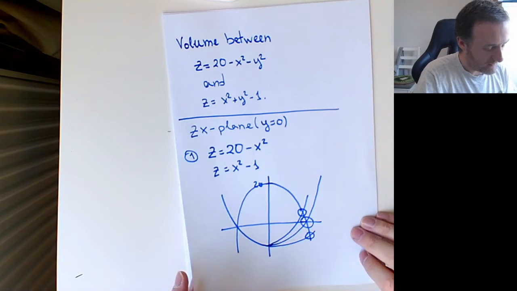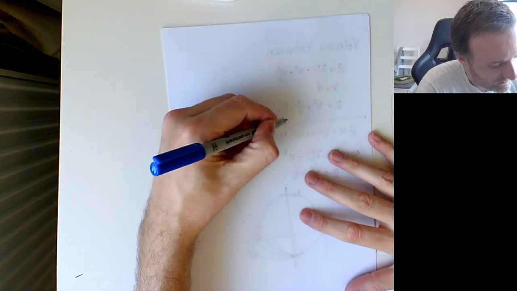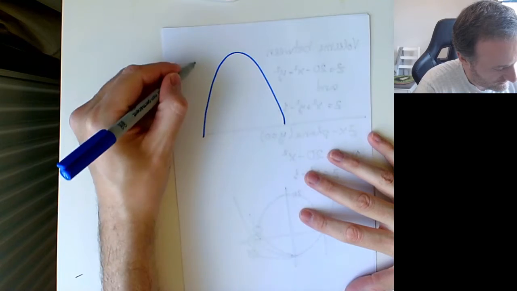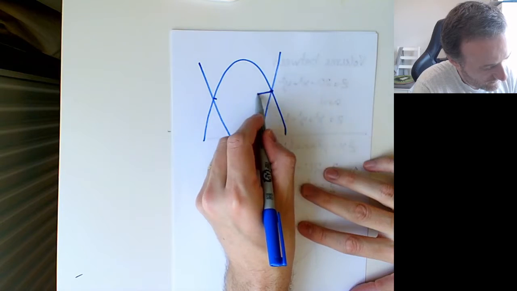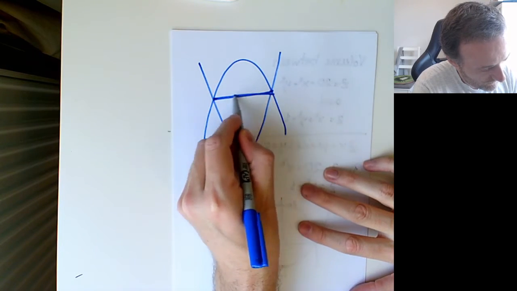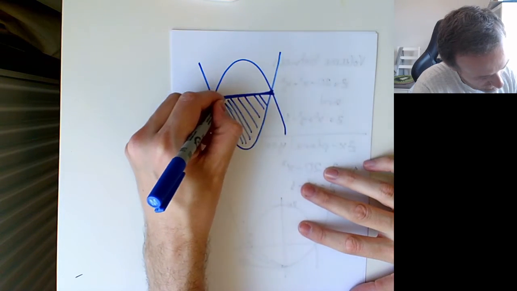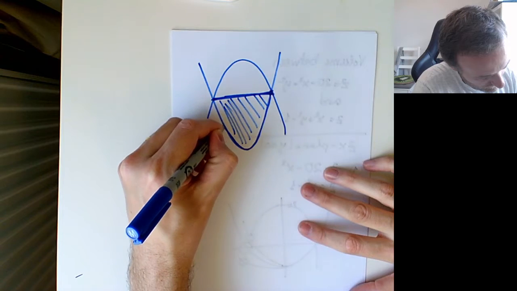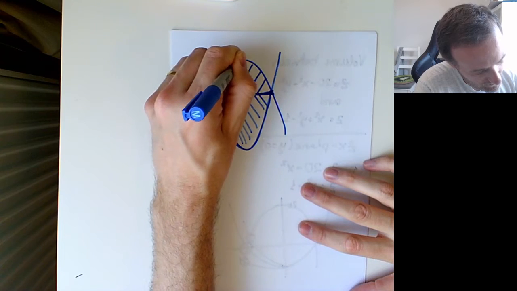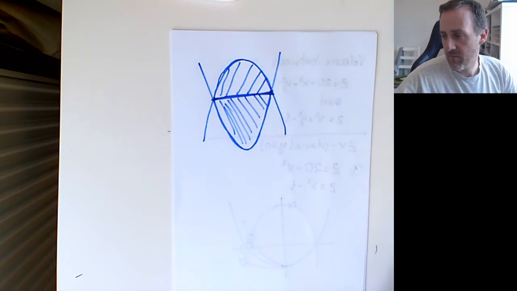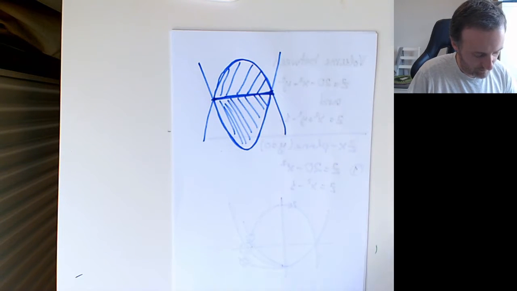But the idea for computing the volume is as follows. We have two paraboloids, and they intersect here. We'll compute first the volume that is bounded by this plane and this paraboloid, and then we will compute the second volume that is bounded by this paraboloid and the same plane.